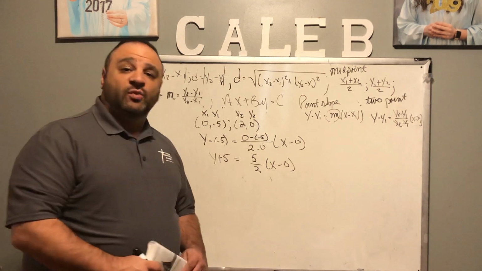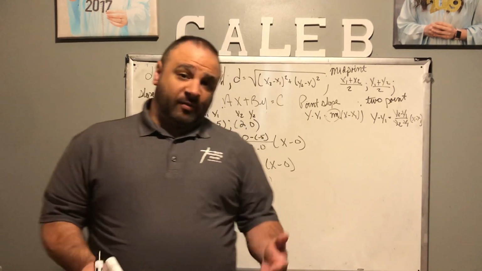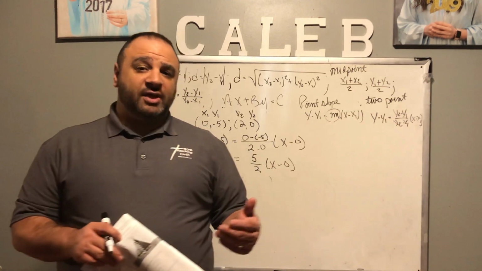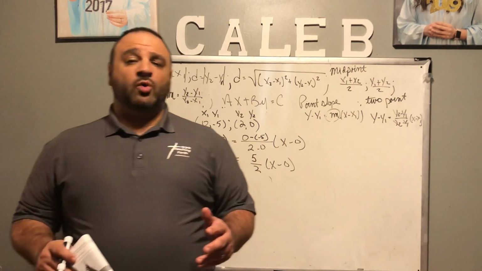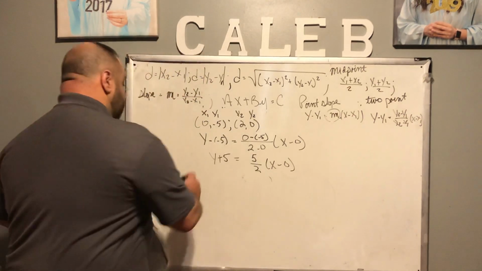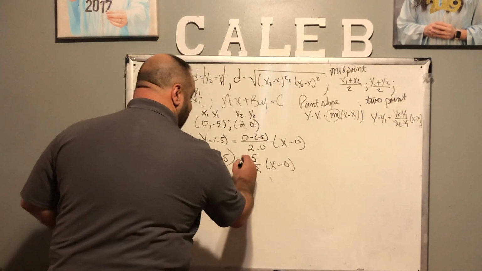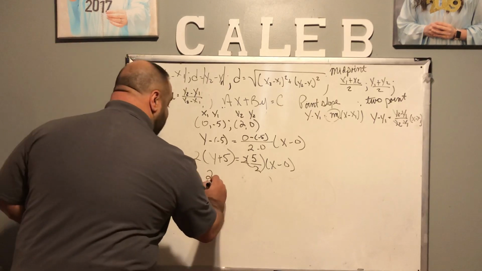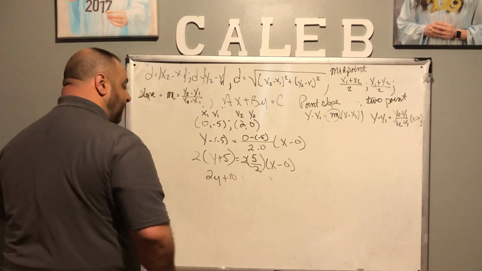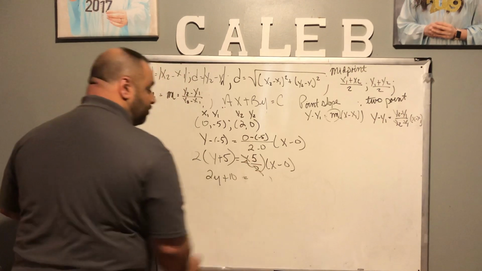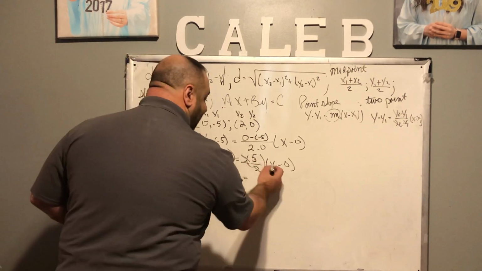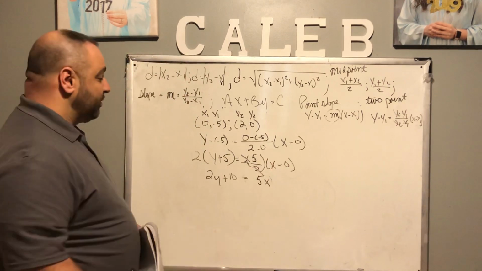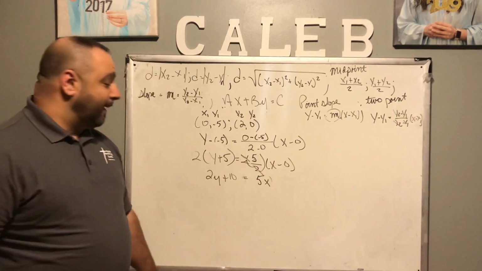Now, if we have a fraction, what's the first thing we want to do? From the previous page, we want to eliminate the fraction. We eliminate the fraction by multiplying both sides of the equation by the denominator, which is 2. So we multiply both sides by 2. We have 2y plus 10 equals, those 2's cancel out, and 5 times x is 5x, and 5 times 0 is 0, so we don't have to put anything there.